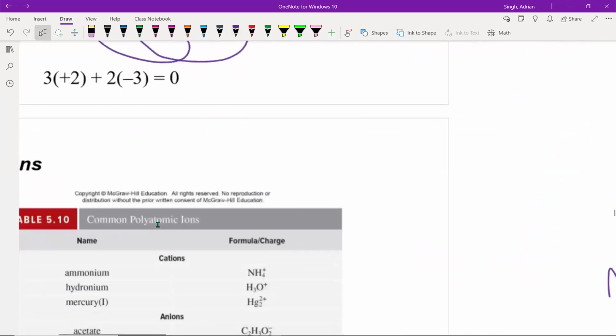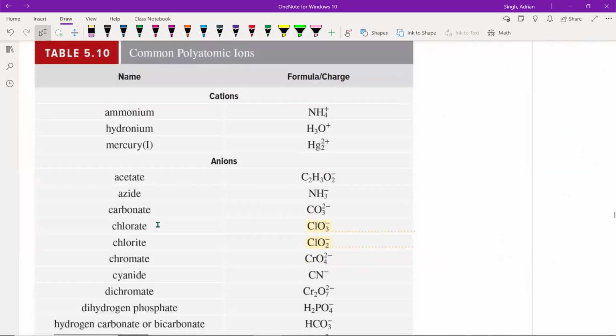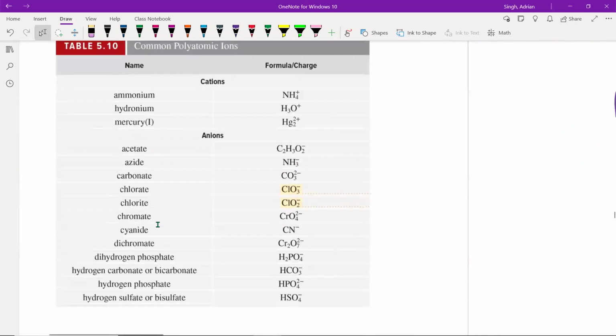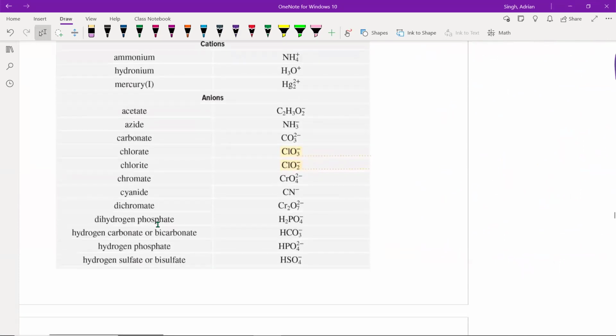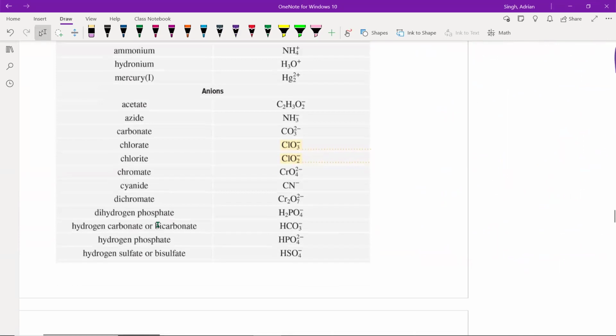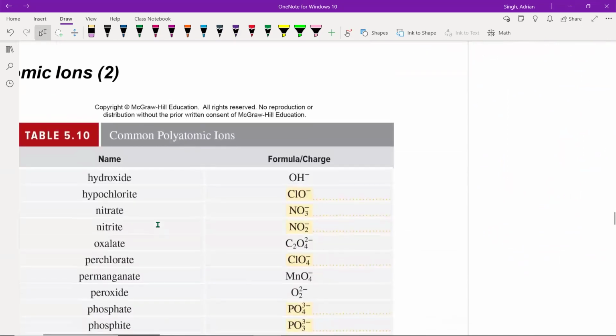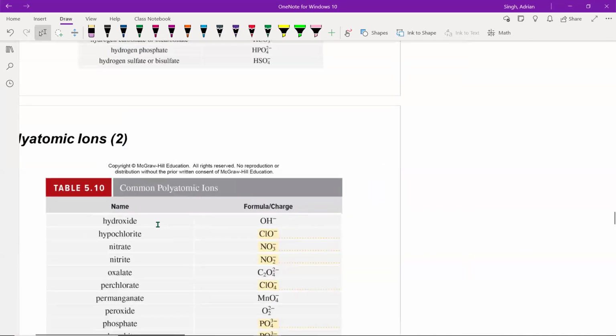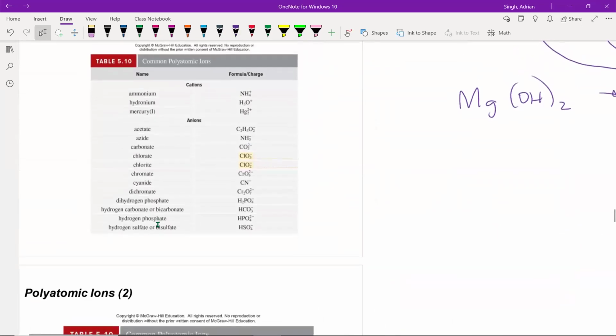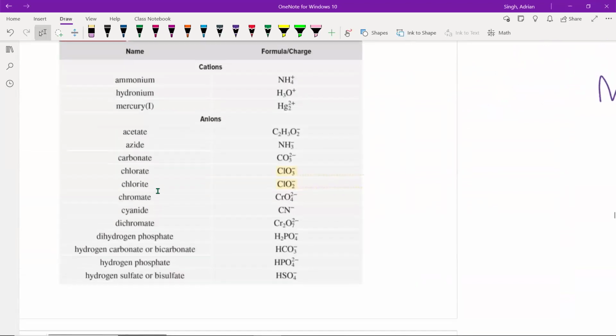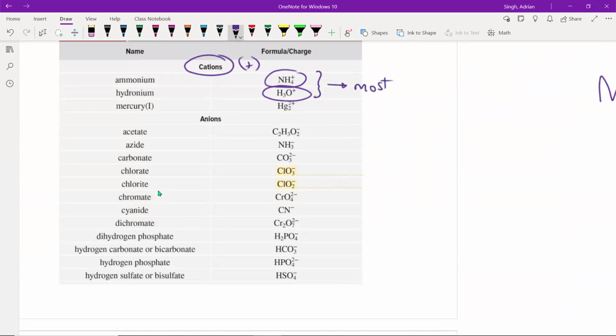So what are these polyatomic ions and how many of them are there? Well, there are a ton of them that you're going to see. Some are going to be more common than others. Your book, table 5.10, I think, splits it up. There are very few polyatomic cations, so positively charged ones. There are only 3 of them: there's the ammonium, there's the hydronium, and then there's the mercury(I). Out of these 3, ammonium and hydronium are the most common, so you need to know these.